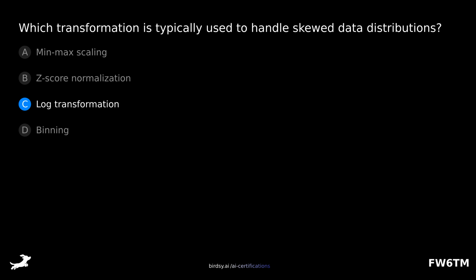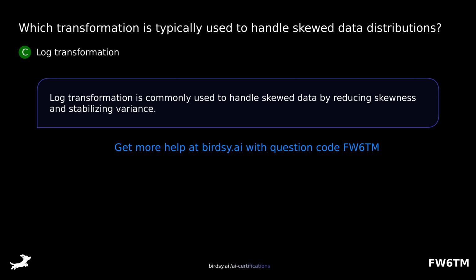C, log transformation? Or D, binning? The answer is C, log transformation. Log transformation is commonly used to handle skewed data by reducing skewness and stabilizing variance.